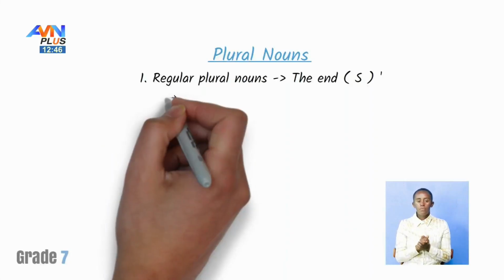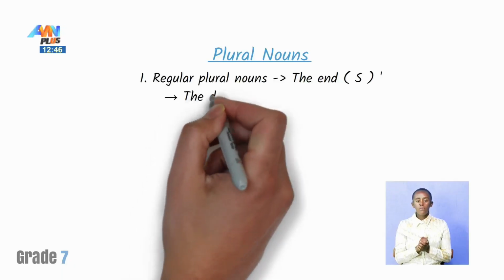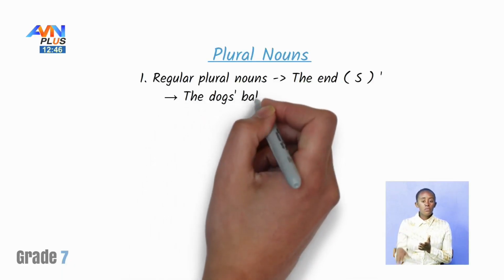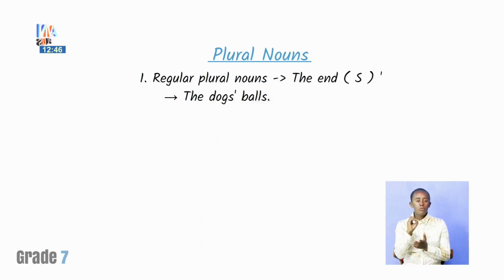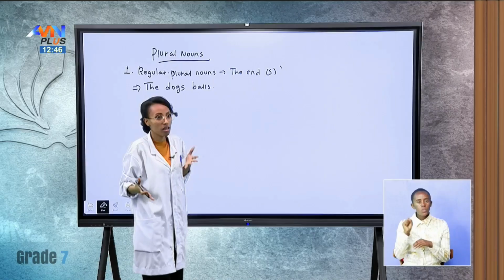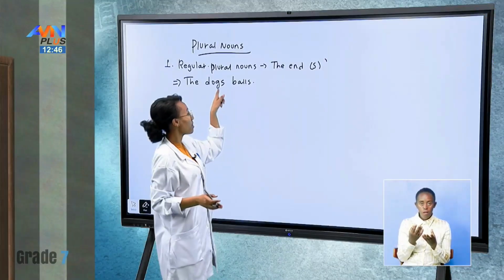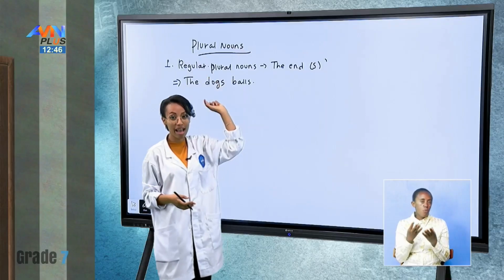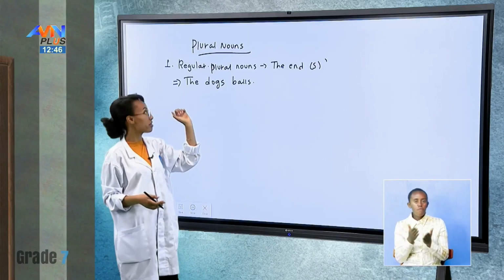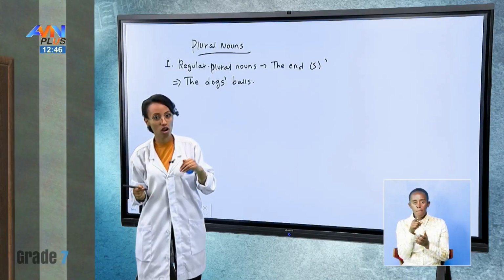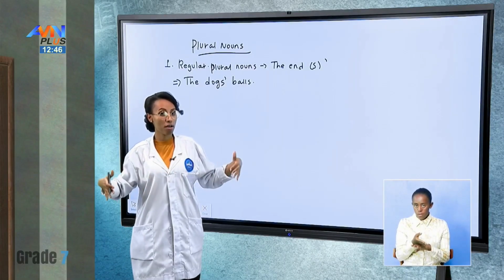Example. The dogs' balls, okay? The dogs' balls. Here, dogs are what? Plural. They are plural and they have what? Because they are regular plural, they have S at the end. Dogs. So if that is the case, we add what? The apostrophe after dogs because they are many.